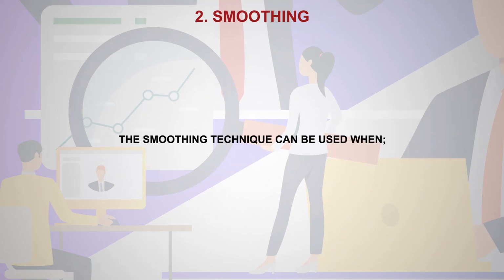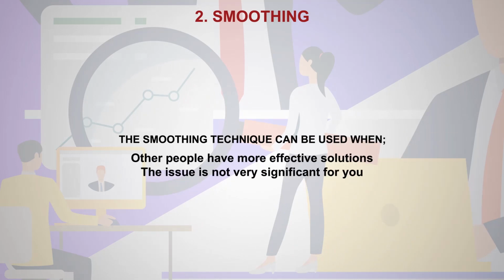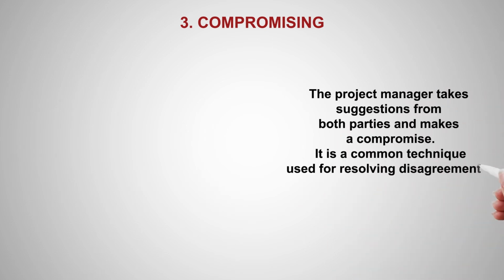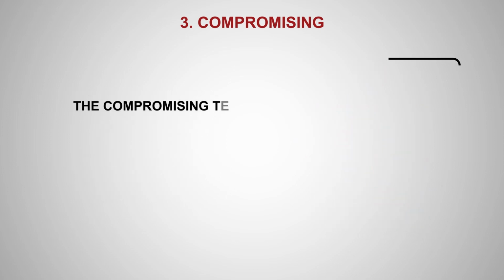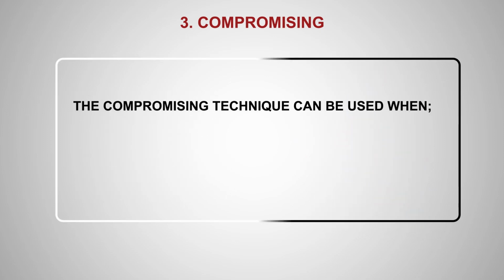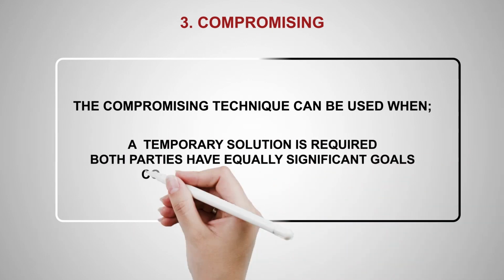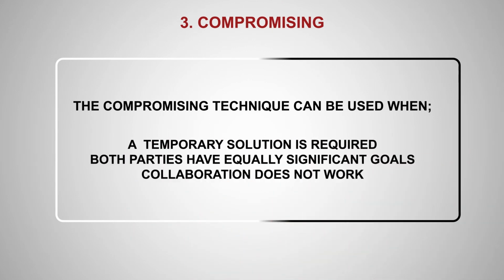The smoothing technique can be used when other people have more effective solutions. The issue is not very significant for you. 3. Compromising. The project manager takes suggestions from both parties and makes a compromise. It is a common technique used for resolving disagreements. This solution partially satisfies both sides. The compromising technique can be used when a temporary solution is required. Both parties have equally significant goals. Collaboration does not work.